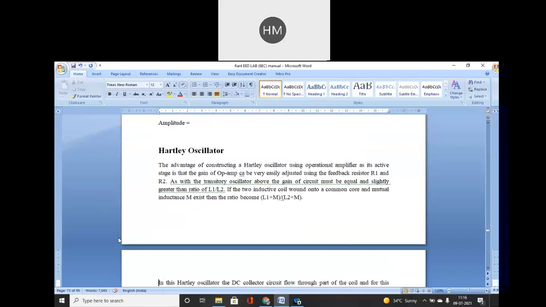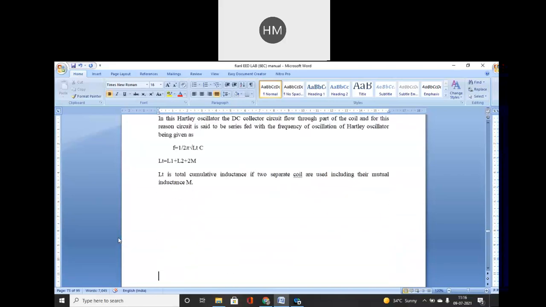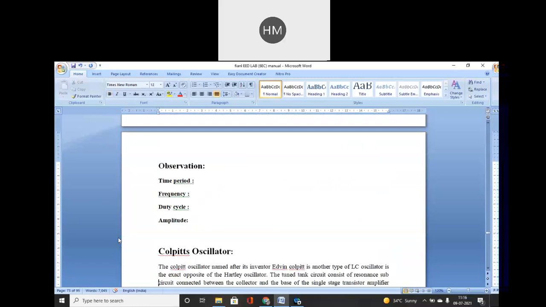Procedure, observation. Next we will discuss. See students, you can perform Hartley or Colpitts, any one of them, or you can perform Wien bridge oscillator also, no issues.